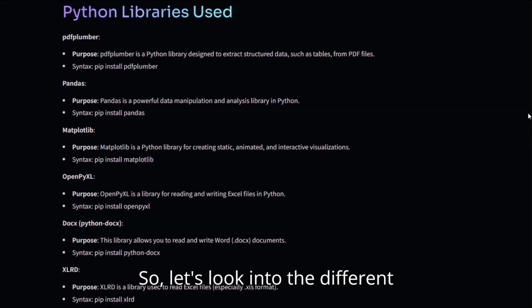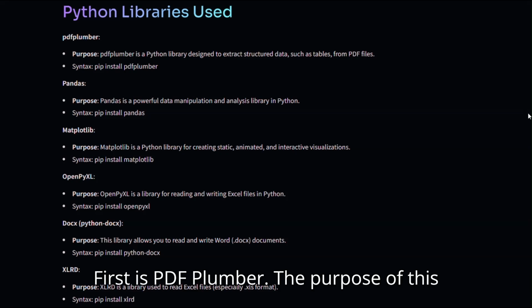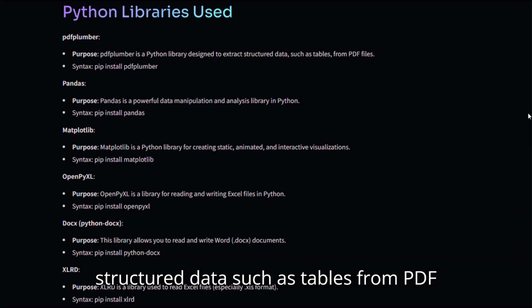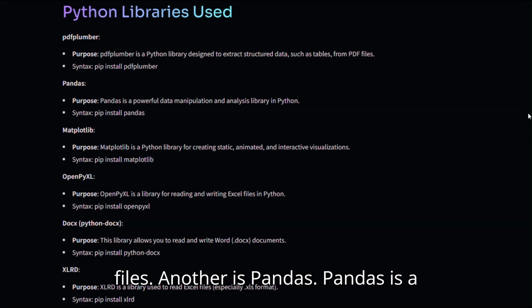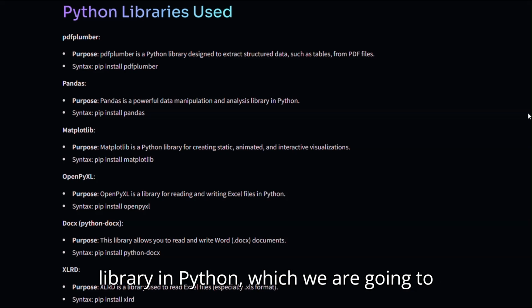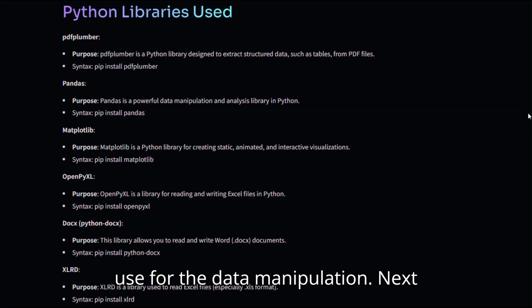So let's look into the different libraries that we are going to use. The first is PDFPlumber. The purpose of this library is that it is designed to extract structured data such as tables from PDF files. Another is Pandas. Pandas is a powerful data manipulation and analysis library in Python, which we are going to use for data manipulation.